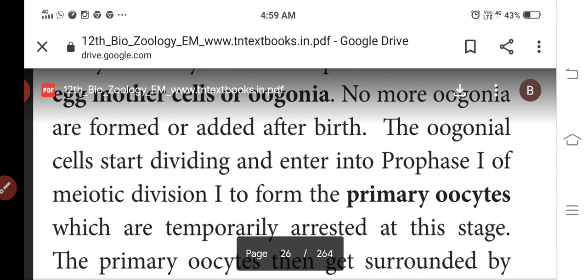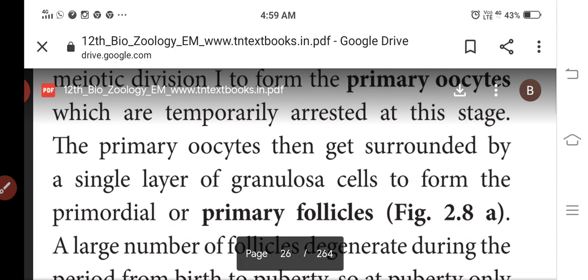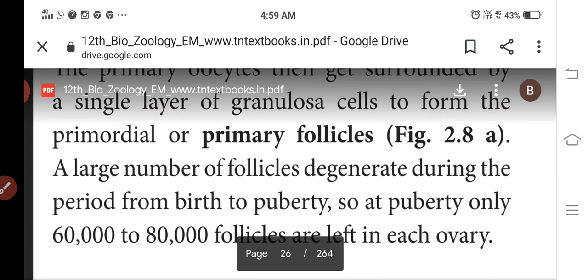The oogonial cells start dividing first in prophase one of meiosis. The primary oocytes are formed. It is temporarily arrested at this stage before puberty. After puberty, it will again develop into follicles and secondary oocytes will be formed. In between birth and puberty, 60,000 to 80,000 follicles are left in each ovary.